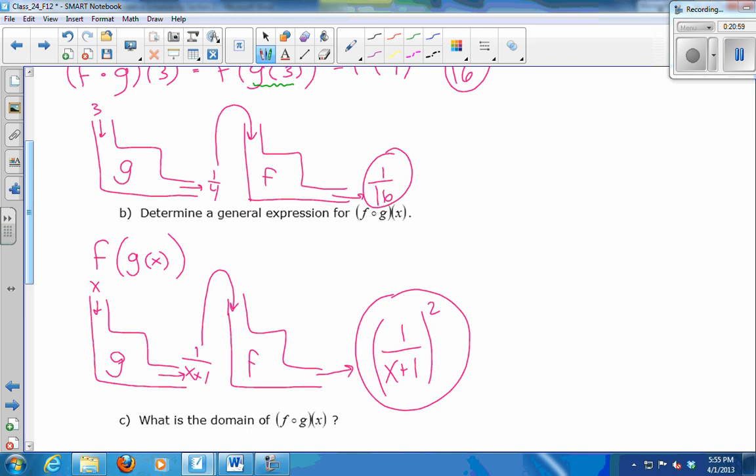If I wanted to do it all algebraically instead of drawing two machines, I would start with F of G of X, and I would replace G of X with its formula. So before I replaced G of 3 with a number, now I replace G of X with its formula. So this says now F of 1 over x plus 1. Just make that substitution. And then F squares stuff. So this is 1 over x plus 1 squared. So you can do it either way, whatever makes sense in your brain.